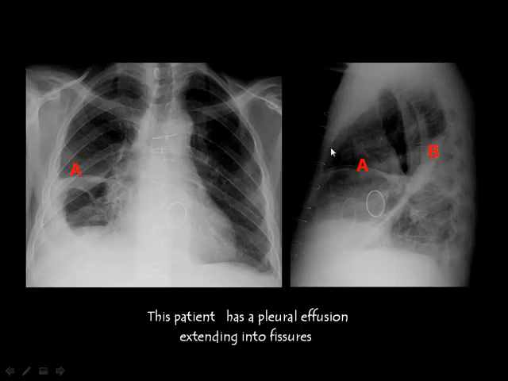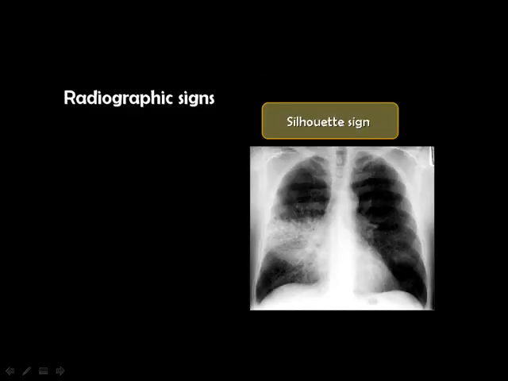This patient had a previous cardiac surgery with sternotomy wire sutures and right-sided pleural effusion that has been extended into the fissures. Then you can see the major fissure and the minor fissure, and this is the region of the upper lobe, this is the region of the middle lobe, and this is the region of the lower lobe.